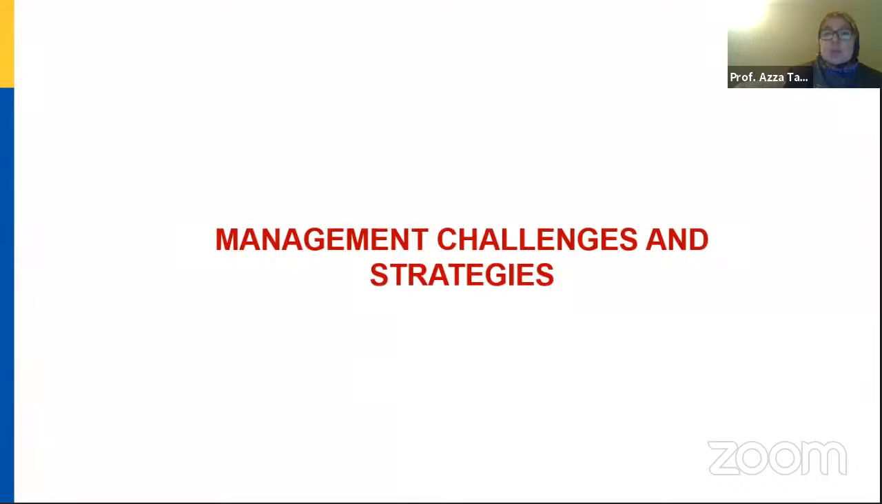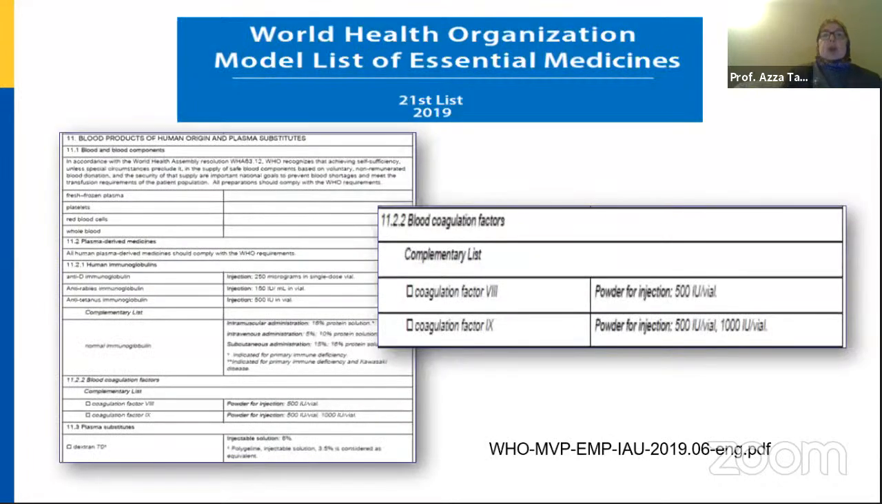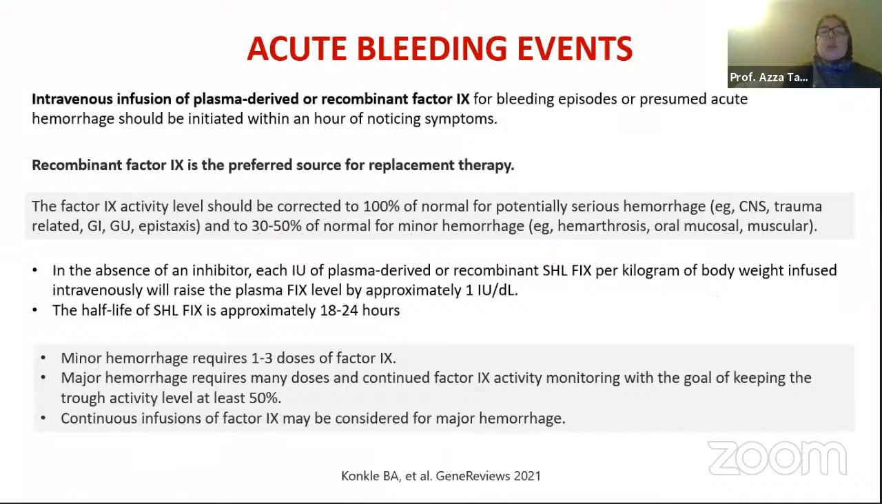So what are the management challenges and strategies? According to the WHO model list of essential medicines, 21st list in 2019, they said among the essential medicines are coagulation factor VIII and factor IX. What are you going to do with acute bleeding events?